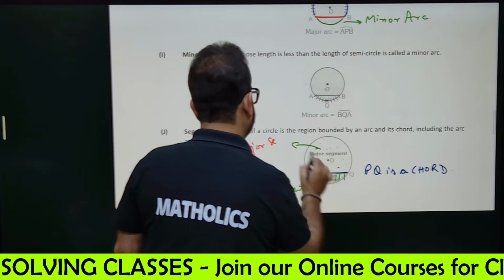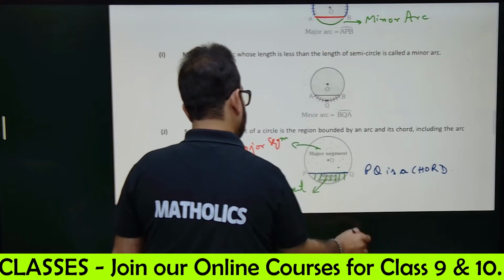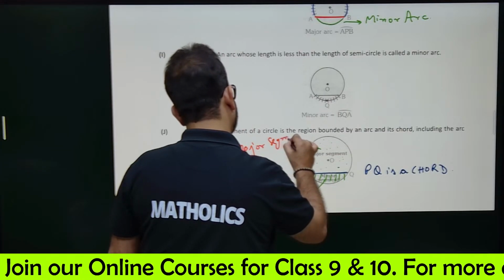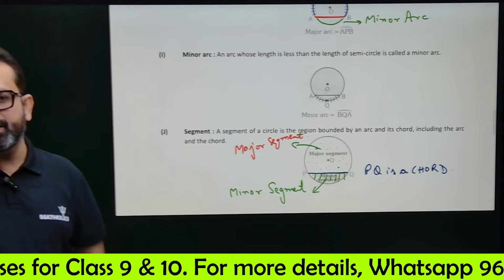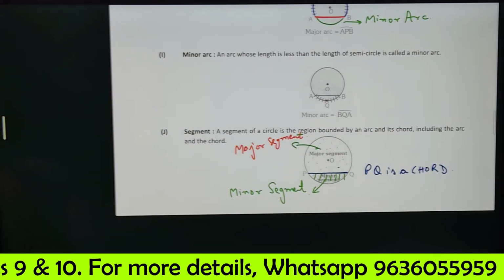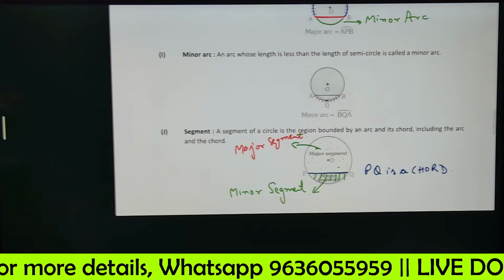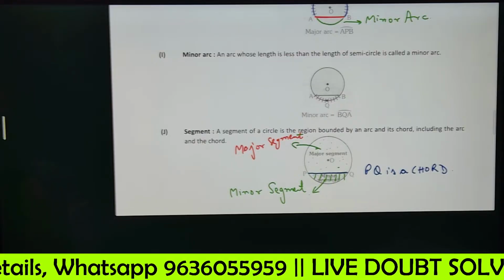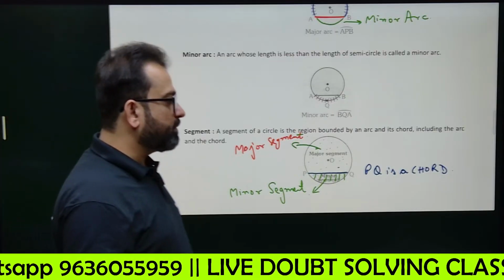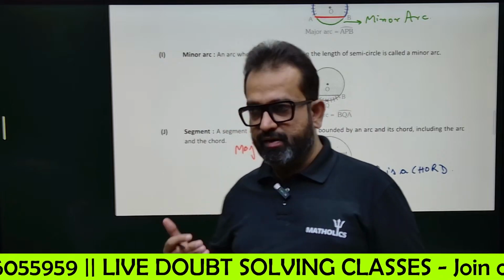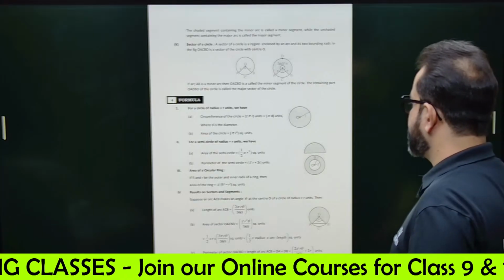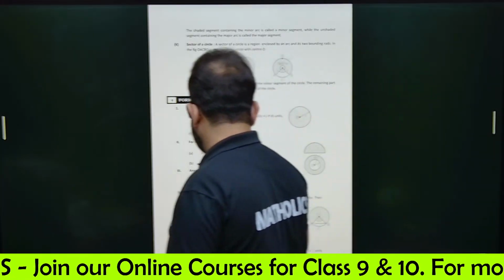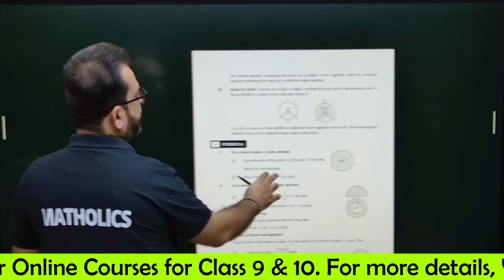So one is minor segment, other is major segment. We are moving slowly, but once we start the questions, it will be very fast. So these are the segments. Next is formulas for different types of areas.